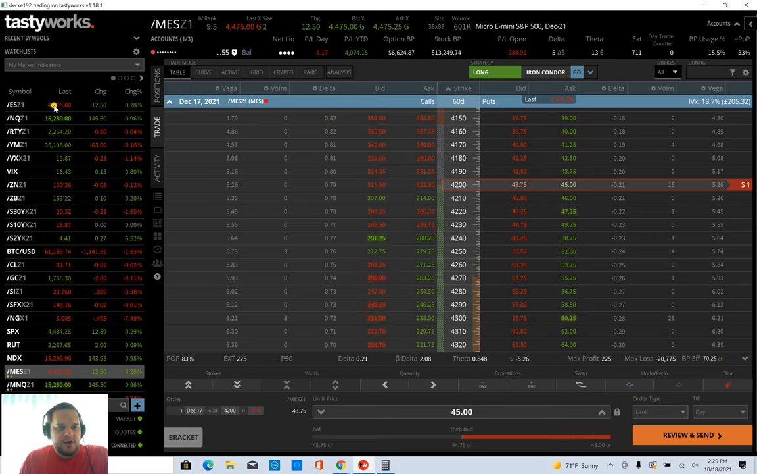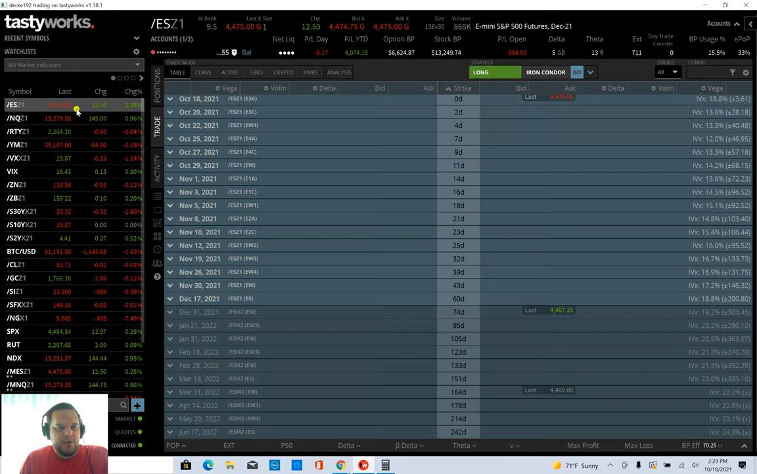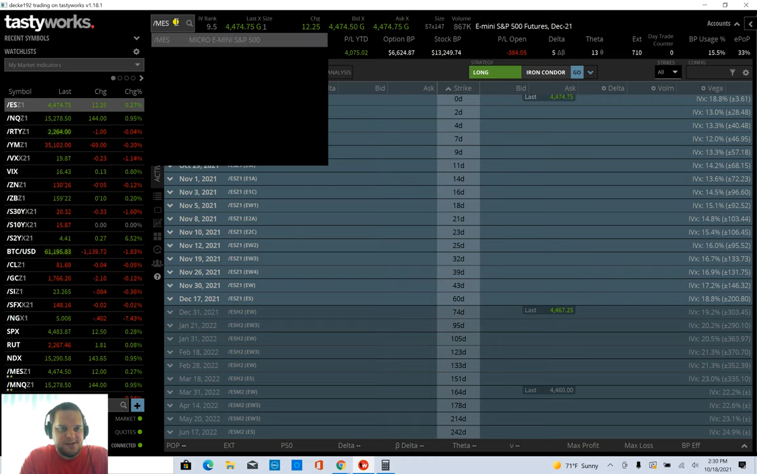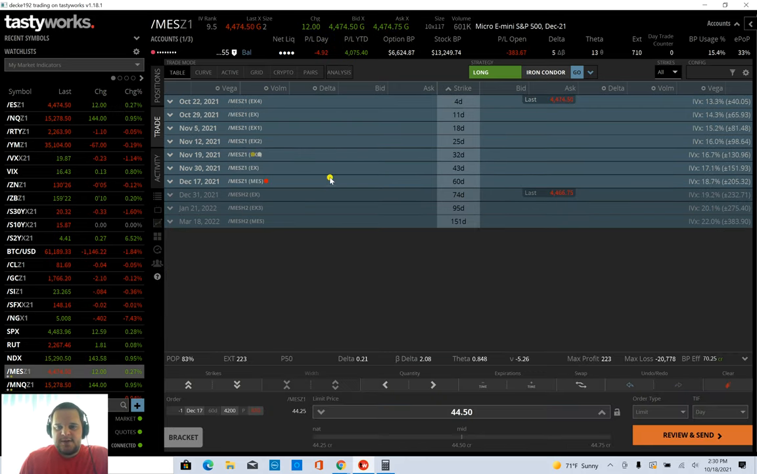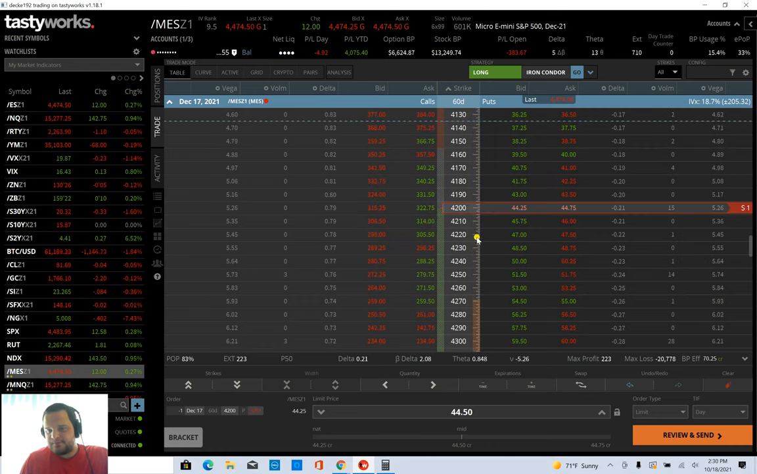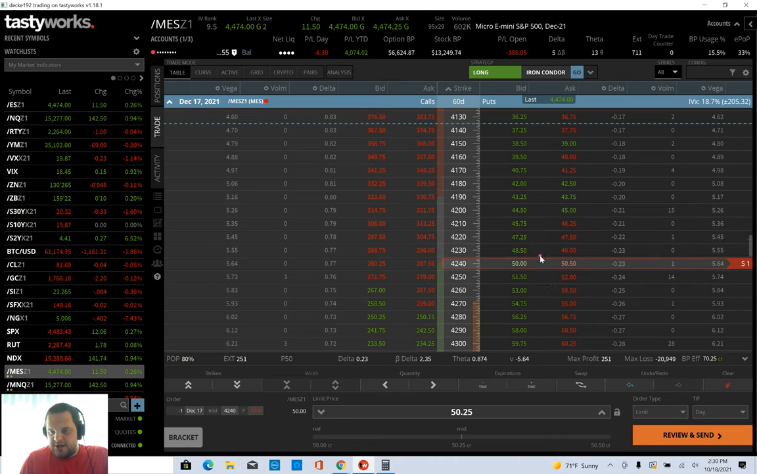Just so people know, the /ES, which is the E-mini S&P 500, is $50 a point. So this is 10 times the size of the micro version. So if you've done futures a lot, if you have a larger account, you can use /ES, but it's a much bigger product, so I wouldn't recommend it to anyone who is new at this. So the MES, back here in the option chain, the 20 delta gives us about 225 in potential profit.